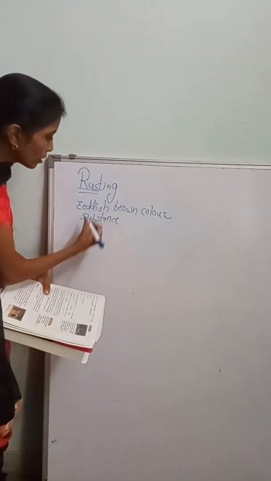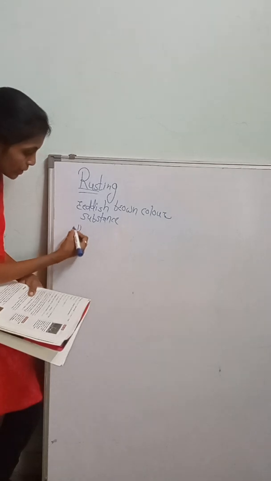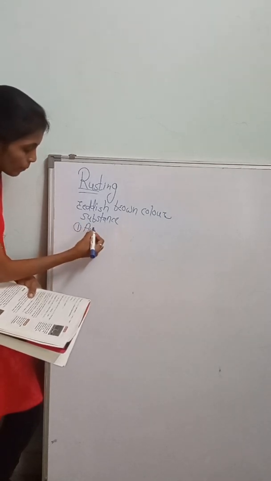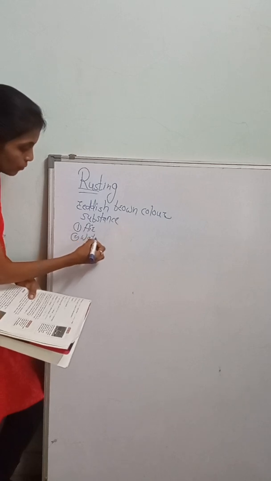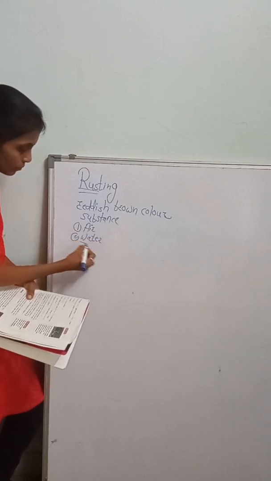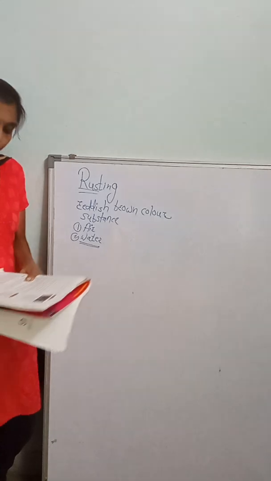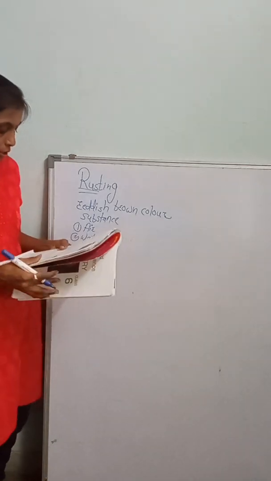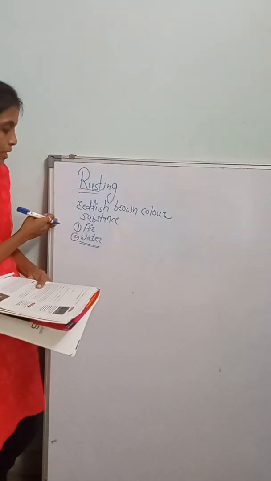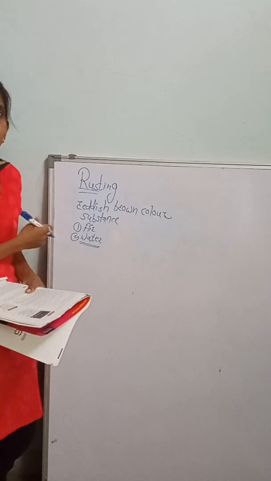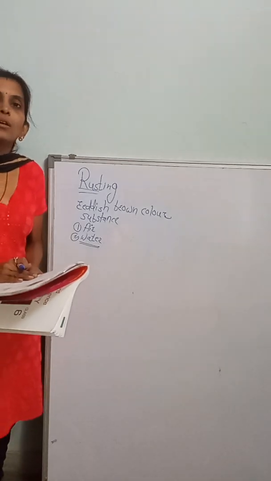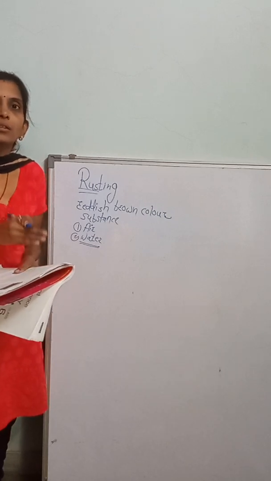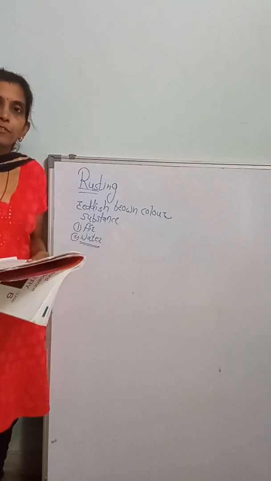So for rusting two factors are important. First is air, and second is water. For rusting to take place, air and water are essential. So in this chapter we learned about the importance of air for different processes.